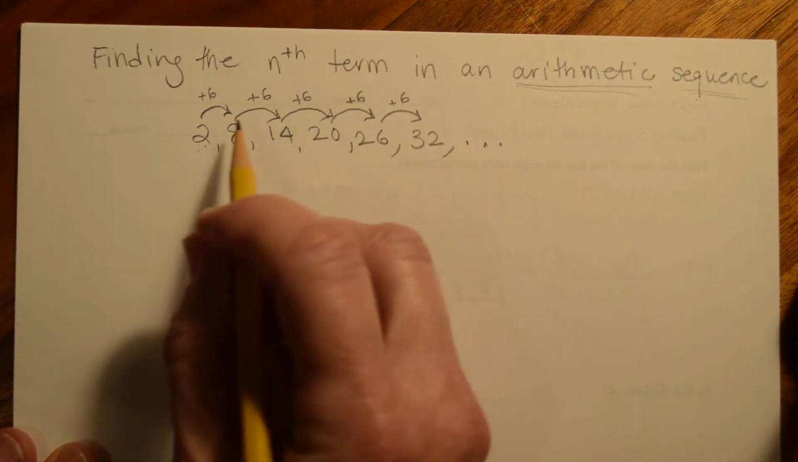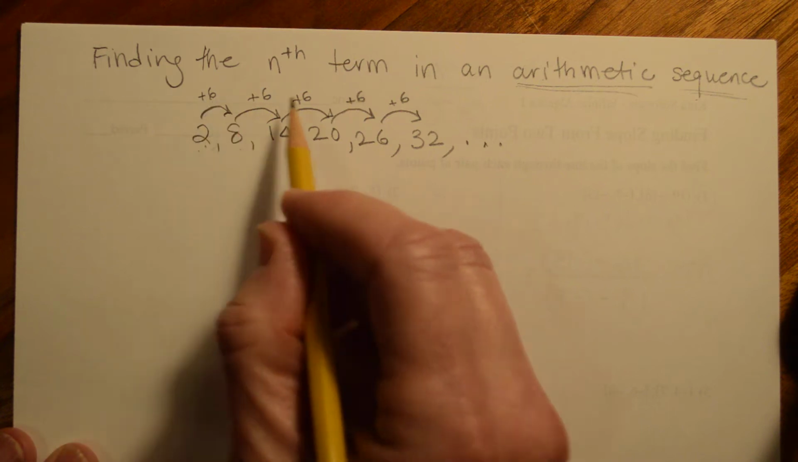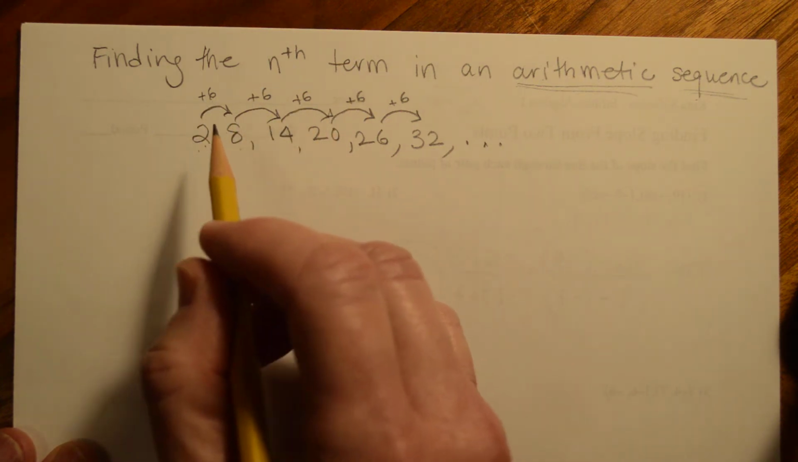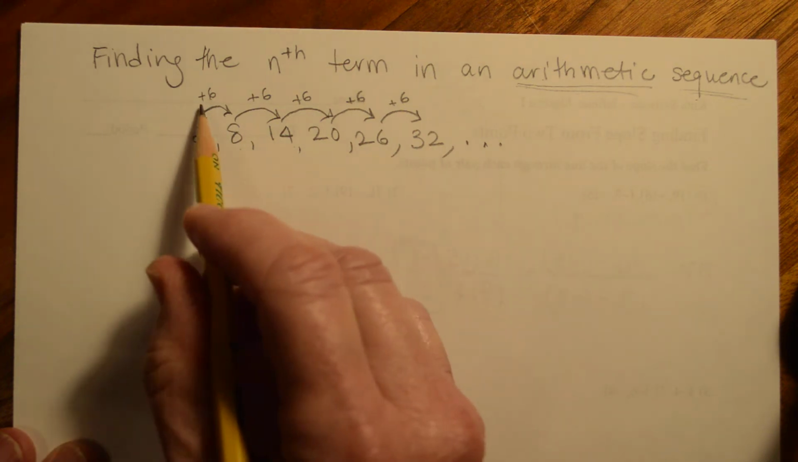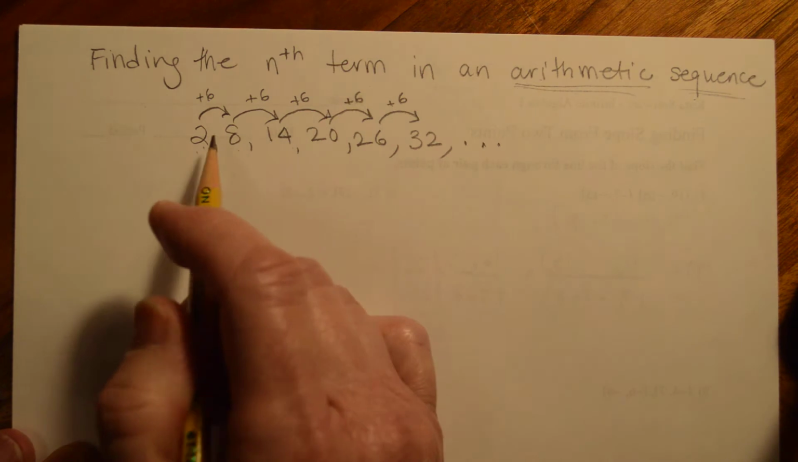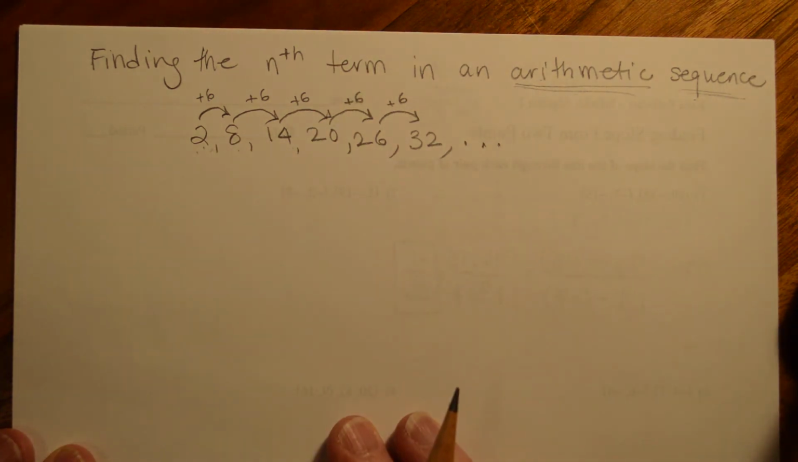So it always follows the same pattern. It's not always going to be plus 6. It could be minus 3 or plus 11 or minus 14 or something like that. But it's always going to be adding or subtracting the same number, right? So that's what makes a sequence arithmetic.